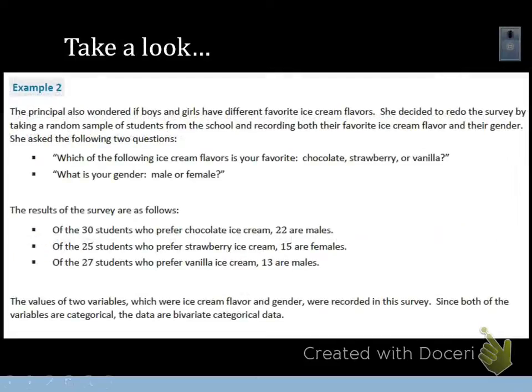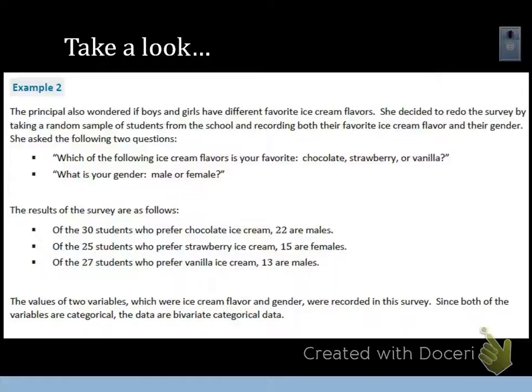All right, go ahead and take a look here at example number 2. So continuing with this ice cream situation, the principal also wondered if boys and girls have different favorite ice cream flavors. She decided to redo the survey by taking a random sample of students from the school and recording their favorite ice cream flavors and their gender. She asked the following 2 questions. Which of the following ice cream flavors is your favorite, chocolate, strawberry, or vanilla? And what is your gender, male or female? The results of the survey were as followed.